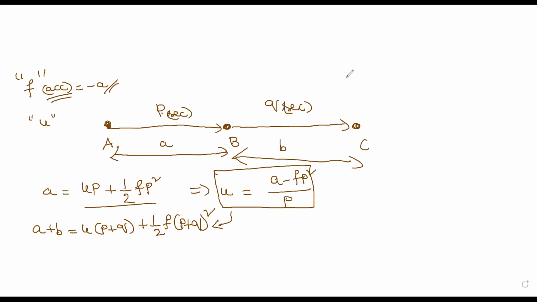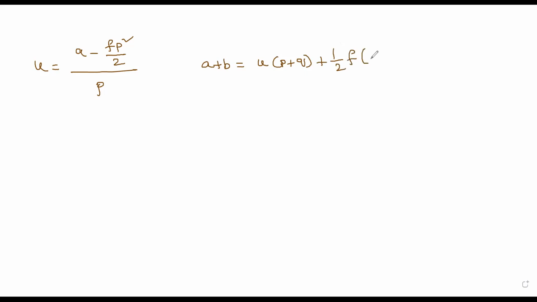And now let us write these things separately. u is equal to (a minus fp square by 2) whole divided by p, that is u. And then you have the equation a plus b is equal to u times (p plus q) plus half f into t square. t square is (p plus q) whole square. So anyway, you are going to get the same answer. Let us check how, even if I take this equation, we are going to get the same answer.